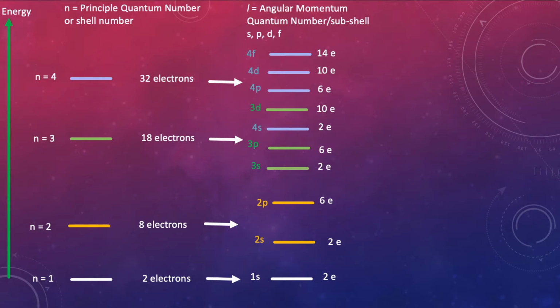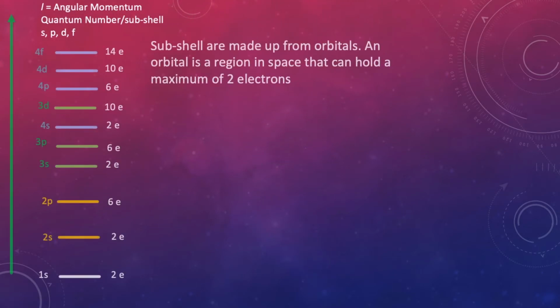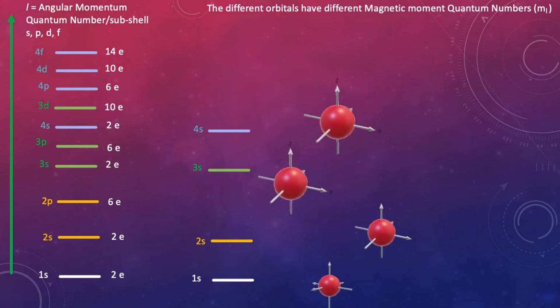So we're going to break this down a little bit further into smaller units called orbitals. Now an orbital is a region of space that can hold a maximum of 2 electrons. So each of these subshells is now divided into orbitals. Let's have a look at what they look like. So here we go. Here are our s orbitals first of all, and we would just say that they're going to be slightly bigger spheres.